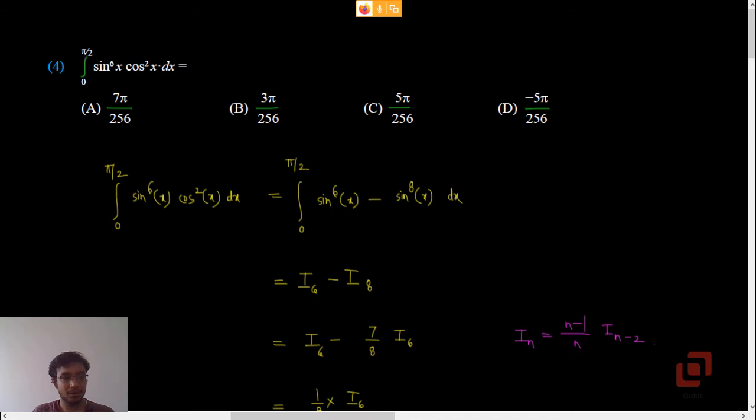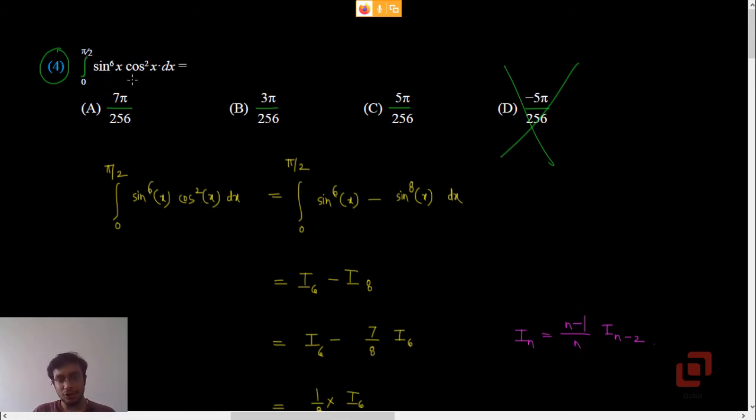Question 4. Integral 0 to pi by 2 of sin x raised to 6 into cos squared x dx. A 7 pi by 256, B 3 pi by 256, C 5 pi by 256, and D minus 5 pi by 256. Clearly D is not right because our function is assuming positive values throughout our interval of integration, that is 0 to pi by 2.